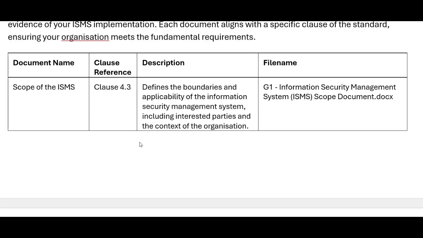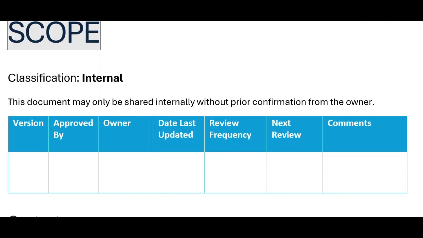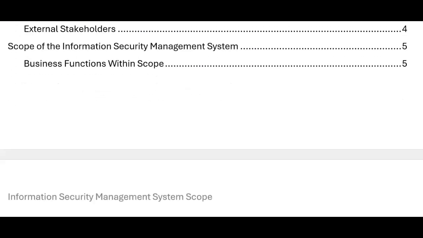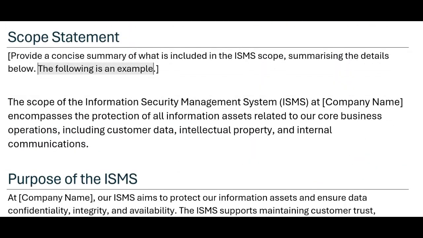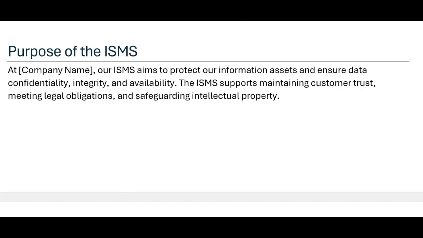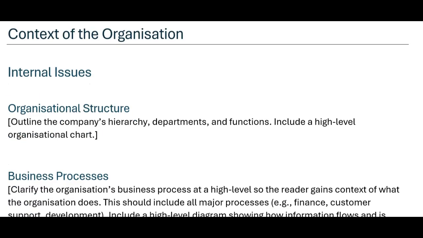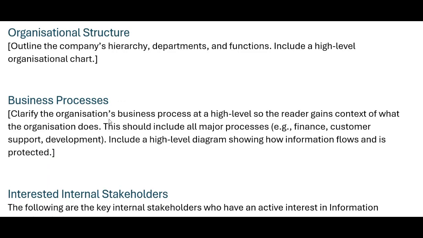So there's a scope of the ISMS, which is really important. So we can just have a quick look at that. Here's the scope. So this is for you to populate because every business's scope is different. So you start with what the statement is about your business and a bit of description about what your ISMS is about. And then it's on to the context of the organisation, the internal issues, what the organisation structure is, your business processes that are in scope.